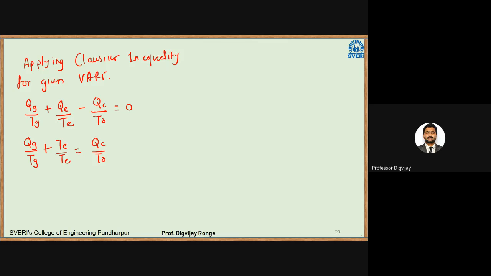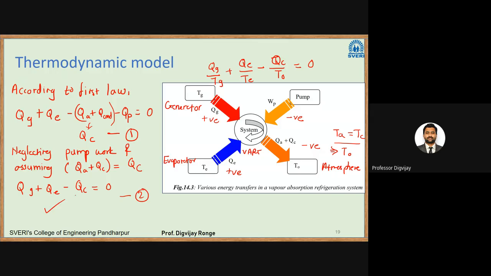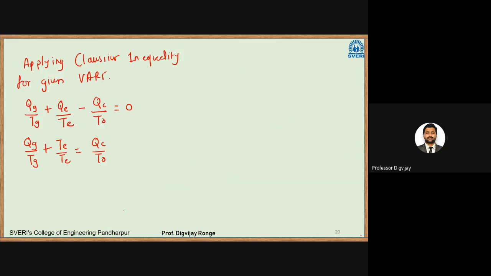Now from the first law, you can write Qc as Qc is equal to Qg plus Qe. So I can write this again as Qg divided by Tg plus Qe divided by Te, and Qc is what we have written there, Qg plus Qe, divided by To.